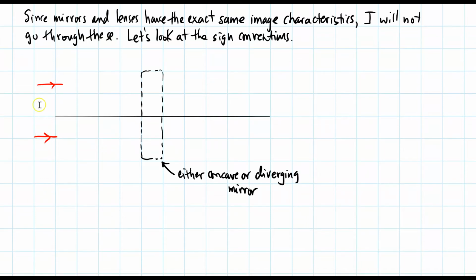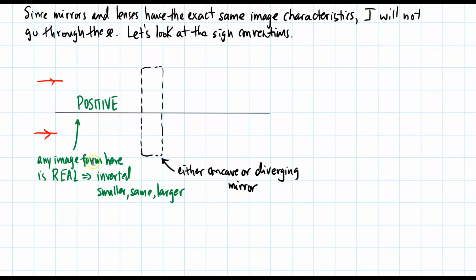With all light, they start off from the left, going to the right. Here I have a mirror. It's either a concave or a convex mirror. So then I have to talk about images formed on the left versus images formed on the right. Since light reflects off of mirrors, there should be no light in the back of the mirror. So therefore, any image that's formed on the left is going to be real, and if it's real, it's inverted, and it could be either smaller, same size, or larger. Therefore, the left side is the positive side.